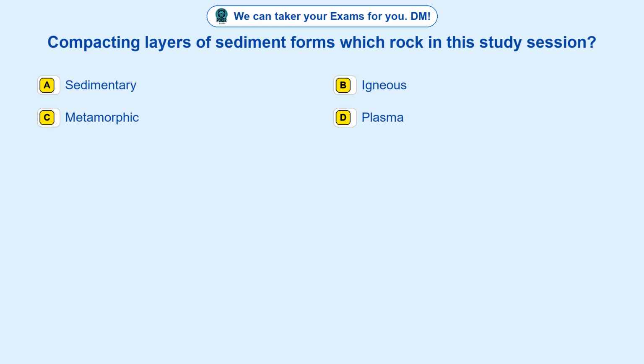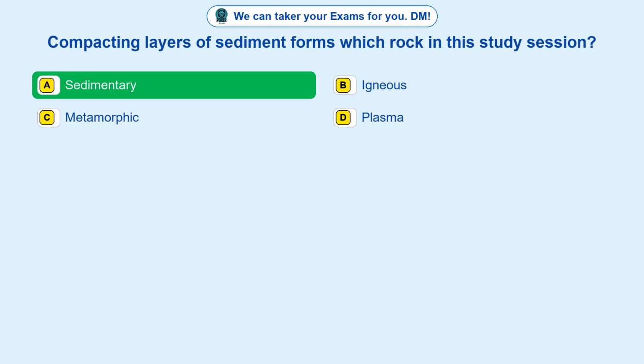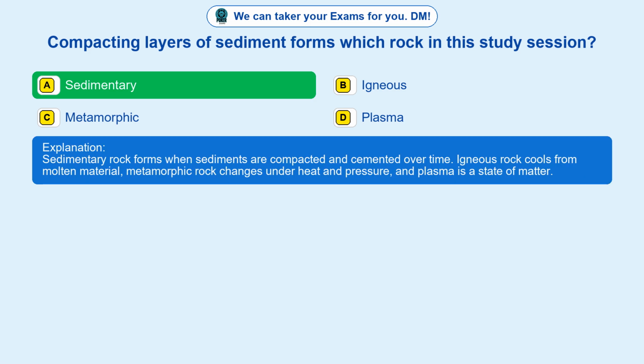Question 85. Compacting layers of sediment forms which rock in the study session? Option A, sedimentary. Option B, igneous. Option C, metamorphic. Option D, plasma. The correct answer is option A, sedimentary. Sedimentary rock forms when sediments are compacted and cemented over time. Igneous rock cools from molten material, metamorphic rock changes under heat and pressure, and plasma is a state of matter.